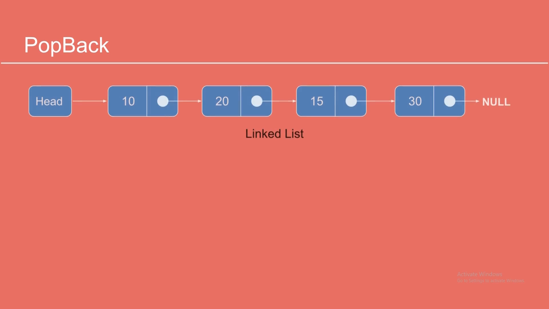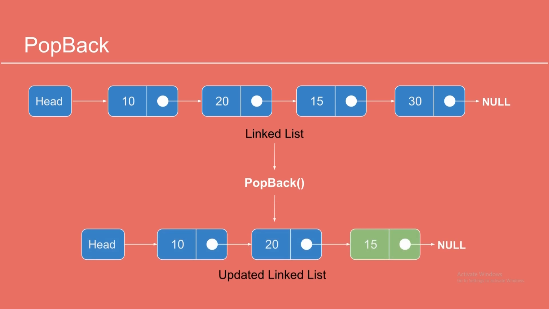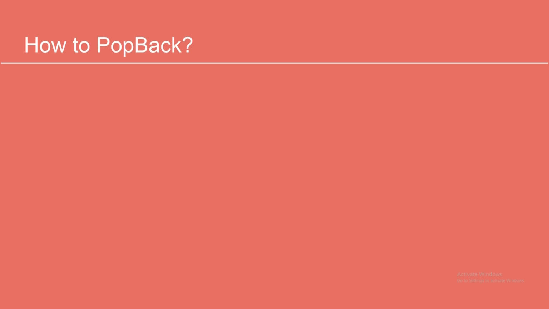Now, let us learn about the PopBack. Let's say we are given the following list. After performing the PopBack, the last node will get removed, which in our case is node 30. Now the last node is node 15. Now let's see how it works.